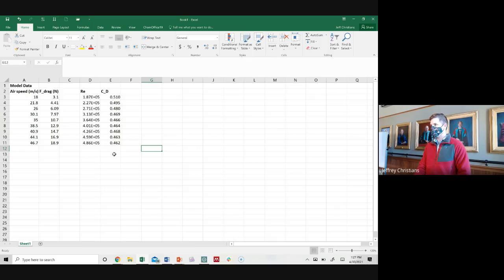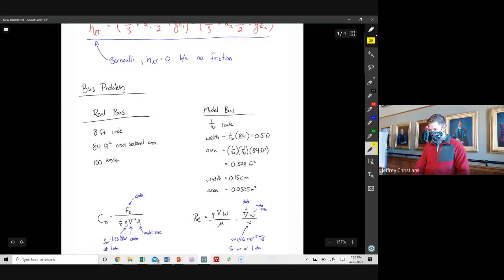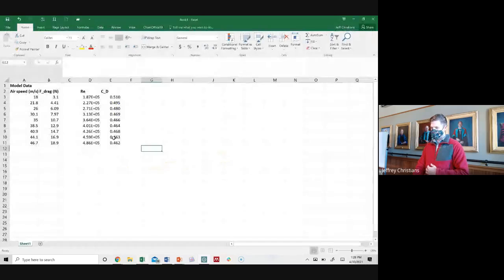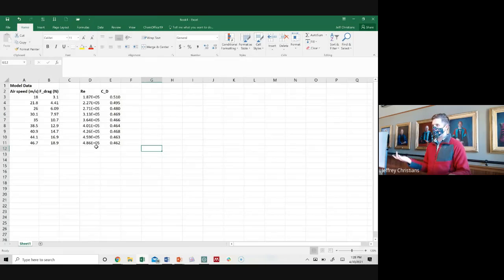So this is a cautionary tale in how it can sometimes be challenging to make models that actually work. And by work, I mean that actually fully represent real systems. So let's think how we would go about designing that. We want a Reynolds number of 4.6 times 10 to the 6. What we got was a Reynolds number about 1/10 as big. So why don't we just keep making the Reynolds number go up?